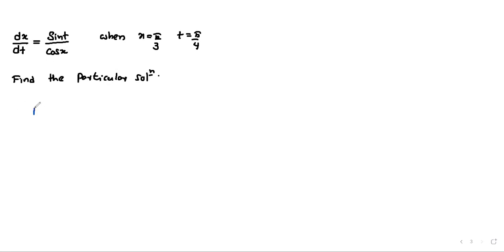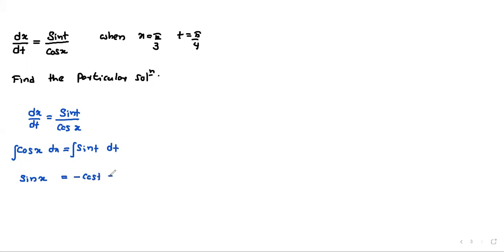Same way we can work out dx over dt equals sin t over cos x, and bring the x terms to one side while keeping the dx and dt at the top: cos x dx equals sin t dt, then integrate both sides. Then what do you get? Integration of cos x is sin x. It equals, sin t integration is minus cos t. You have to add a constant over here. This is a general solution.